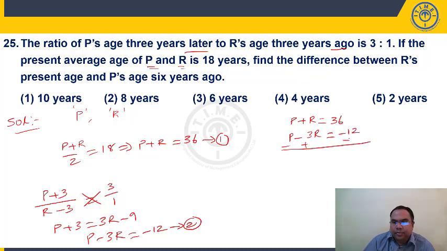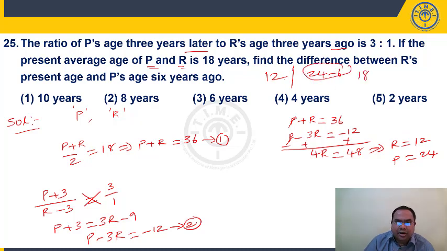Subtract. P minus P will get cancelled. 4R is equal to 48. From this I'll get R is equal to 12. If R is equal to 12, substitute here, 36 minus 12, P is equal to 24. What is the question? The difference between R's present age, 12 years, and P's age 6 years ago. P's age 6 years ago will be 24 minus 6, which is 18. The difference between 18 and 12 is 6 years. It is present in the third option.